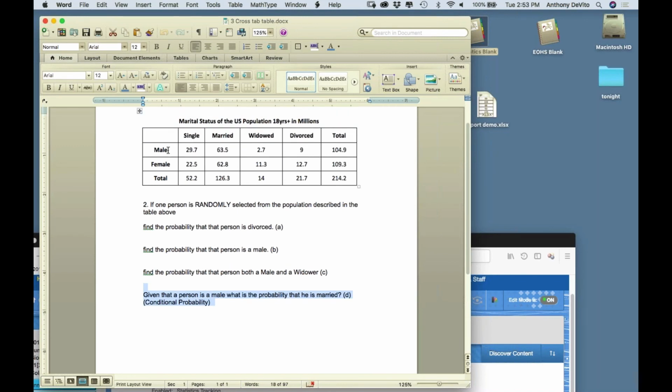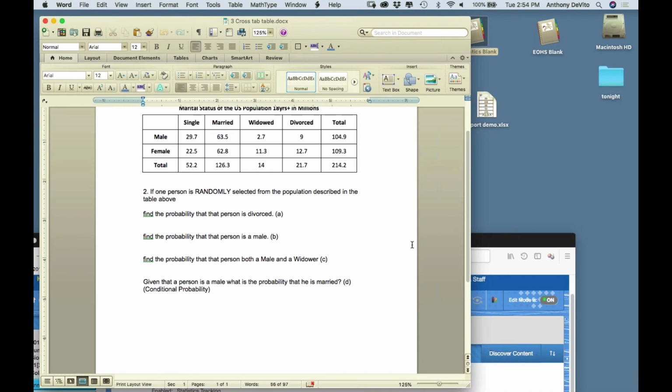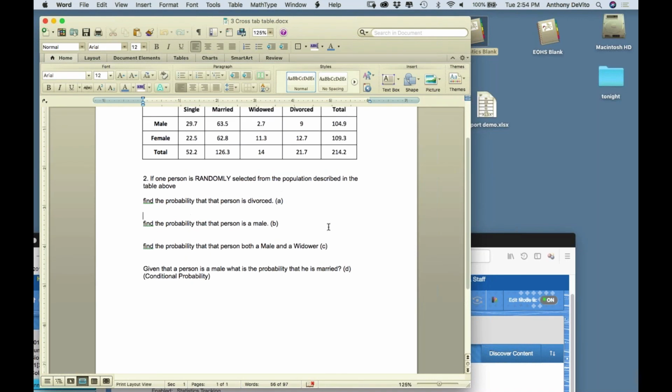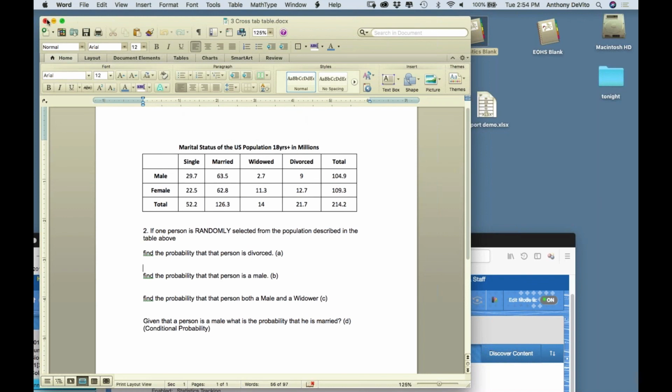Well, first of all, since we're saying that he's male, now we're only looking at 104.5 million people. What's the probability that, given that he's male, he's married? Well, there's 63.5 million males that are married out of 104.5 million males. So it's about 60% or so. That's a conditional probability, and you started to point that out. You had the right instincts on this. You might see a table like this on the test and be asked a few questions about it, including interpreting a conditional probability or two.